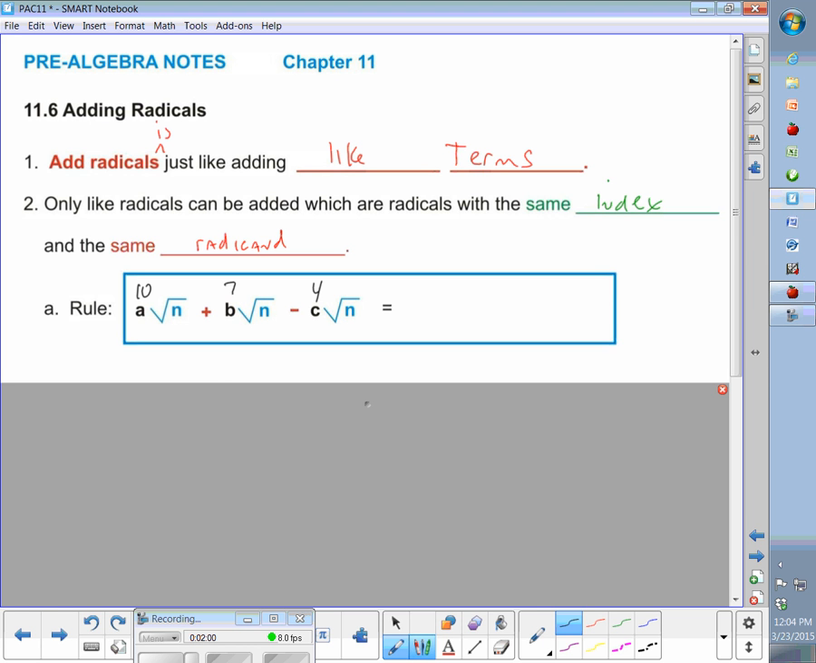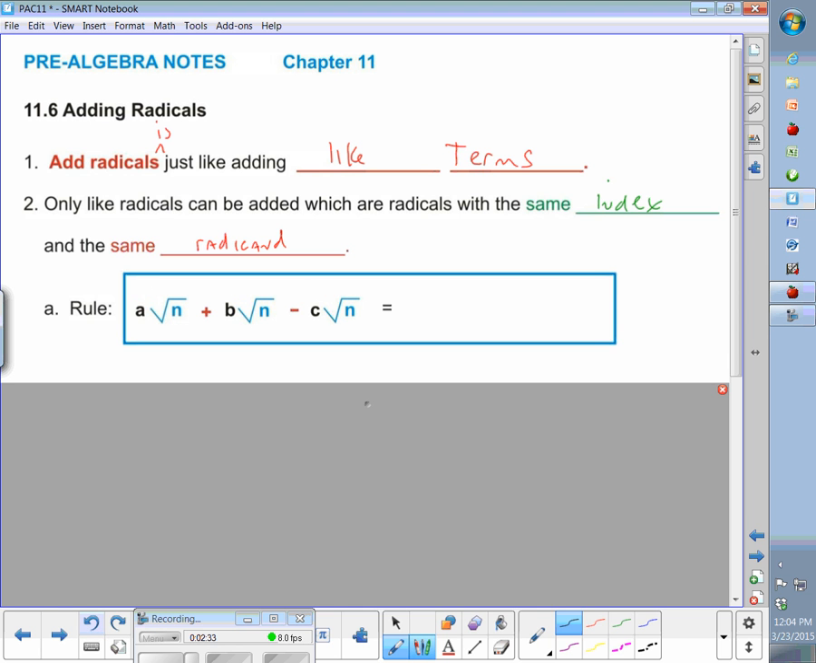So 10 of them plus 7 of them is 17 of them. And 17 of them minus 4 of them is what? 13 of them. And what are the thems? The square root of n, right? So if that were the problem, 10 times the square root of n plus 7 times the square root of n minus 4 times the square root of n, we'd end up with 13 times the square root of n. 13 of them. That's all it is with adding radicals.